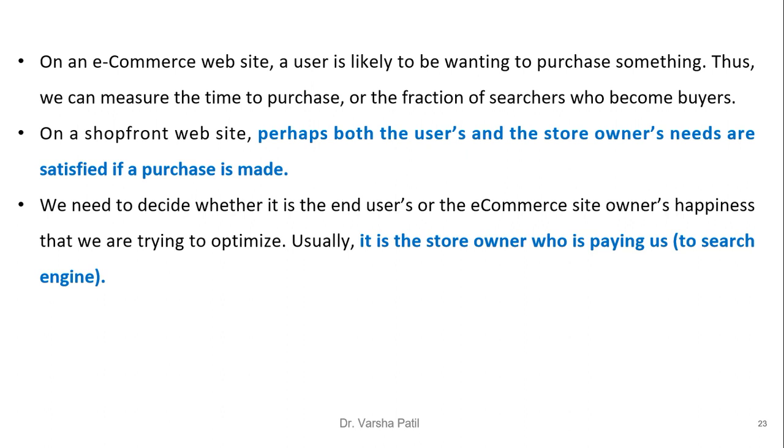For example, on an e-commerce website, a user is likely to be wanting to purchase something. Thus we can measure the time to purchase or the fraction of searchers who become buyers. On a shopfront website, perhaps both the users and the store owners need to be satisfied if the purchase is made. We need to decide whether it is the users' or the e-commerce site owners' happiness that we are trying to optimize, because the store owner is also paying the search engine, so that is also a customer of the search engine.